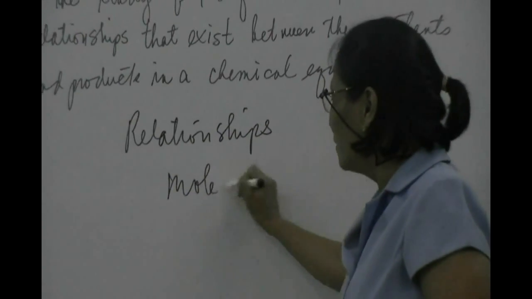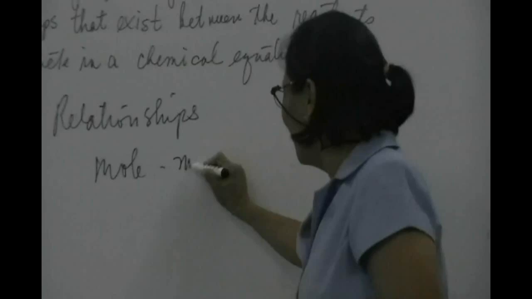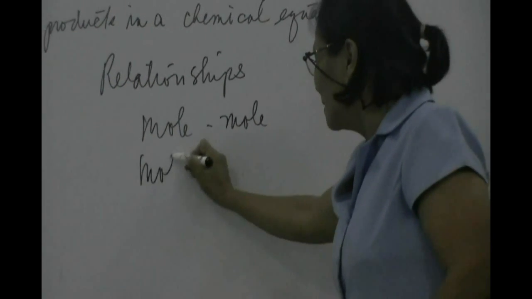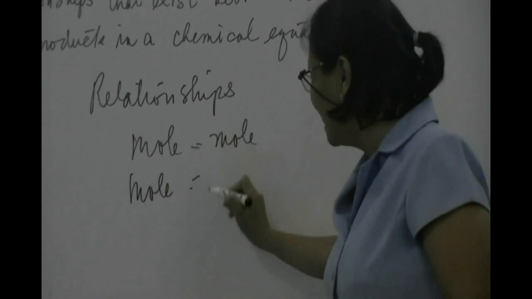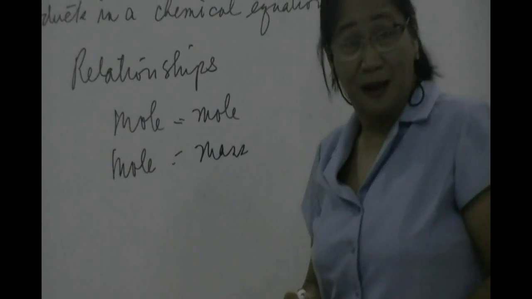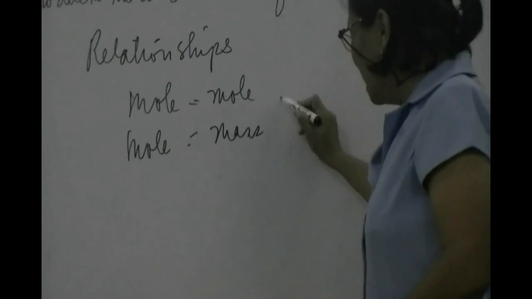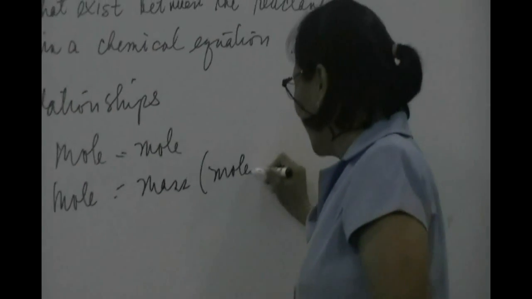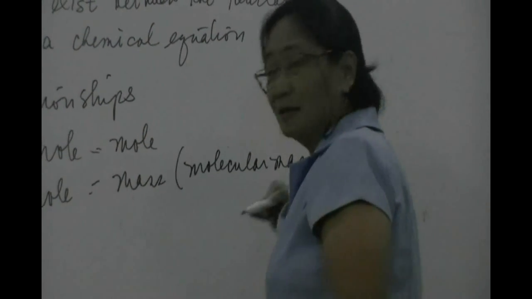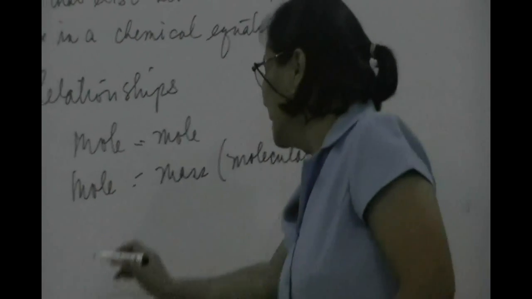the mole of the reactant and the mole of the product. Another one is the mole of the substance of the reactant and also the mass of the product. Regarding the mass, you need to calculate the molecular mass or molecular weight of the substance.